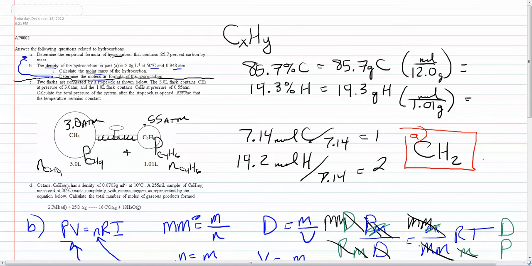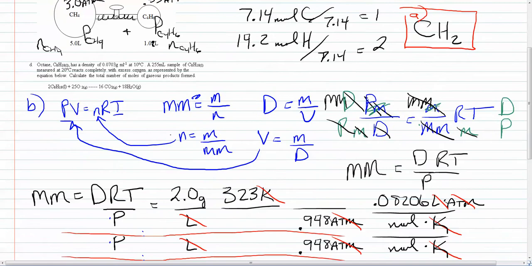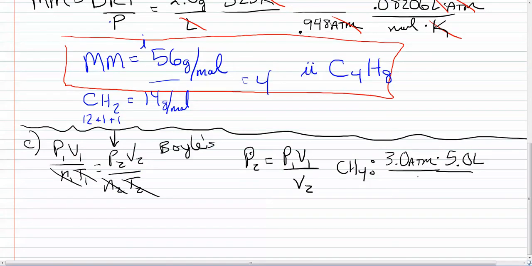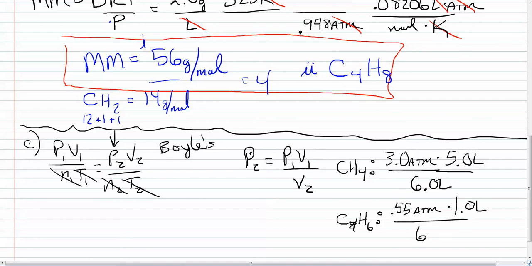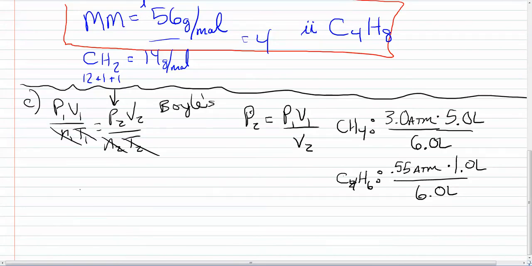So we're looking at 3.0 ATM times the 5 liters that it started at. And then once we open the stopcock, if we come back up here, it'll be 5 plus the 1. This is a typo, by the way. That shouldn't be there. So we're looking at a 6.0 once it's expanded. Now we'll do the same thing down here for C4H6. In this case, we've started with 0.55 ATM in 1 liter of space, and then we're going to expand that into that same 6 liter volume again, which is going to give us some different numbers.